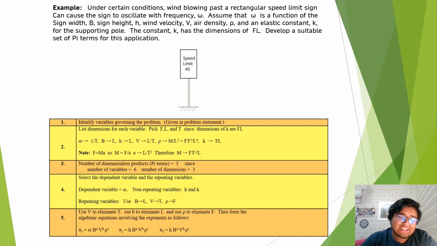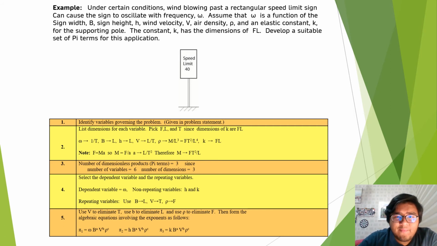So now I will explain further how we want to use the exponent method or the repeating variable method. So our goal is we want to calculate how much pi is available in the equation or in the process. Under certain conditions, wind blowing past a rectangular speed limit sign can cause the sign to oscillate with frequency, whose symbol is W. Assume that frequency is a function of the sign width B, sign height H, wind velocity V, air density rho, and an elastic constant, which is K, for the supporting pole.